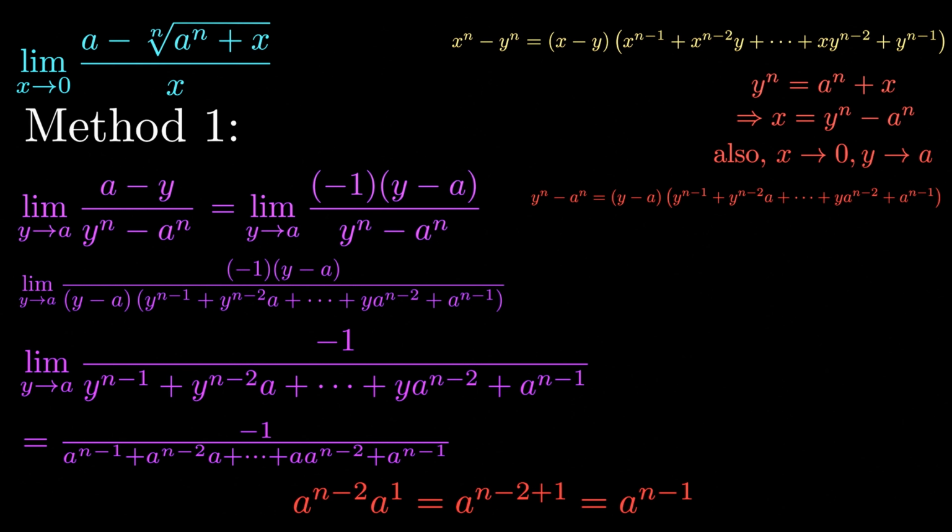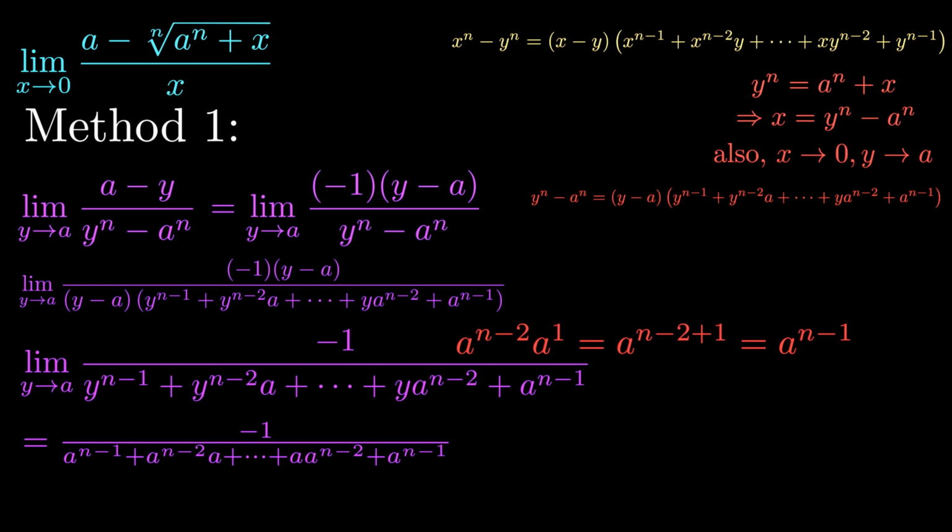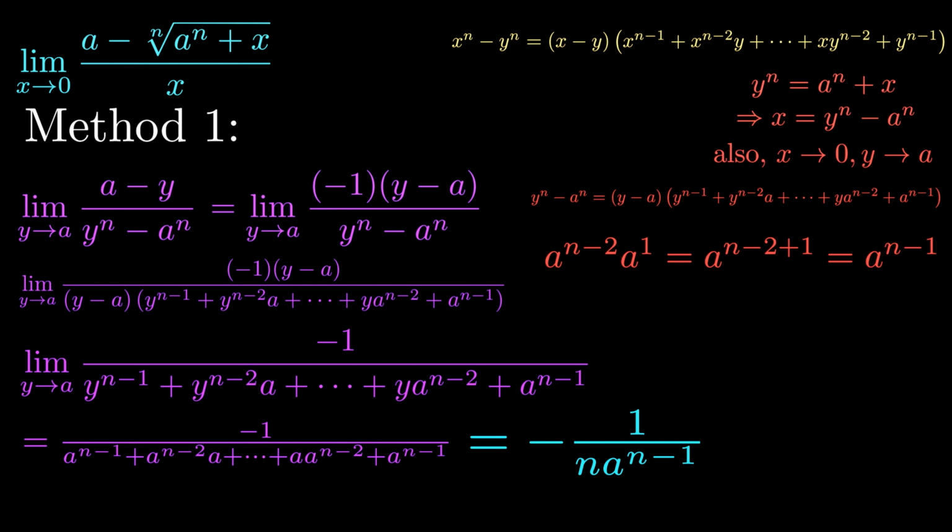Now, a raised to n minus 2 multiplied by a raised to 1 can be rewritten as a raised to n minus 2 plus 1, which is equal to a raised to n minus 1. We have n of these. So we're left with a final answer of minus 1 divided by n multiplied by a raised to n minus 1, which is the final answer for method 1.